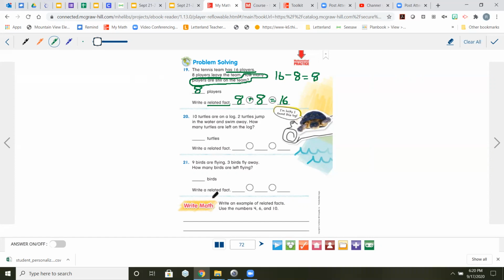Now let's look at write math. Write an example of related facts. Use the numbers 4, 6, and 10. So you're going to be writing like the fact family. Like I would write an addition sentence using those same 3 numbers and a second addition sentence using those same 3 numbers. And it has to make sense. Remember where you put the larger number in the addition sentences. And then over here to this side, I would write a subtraction sentence here and a related subtraction sentence here. And remember again where your bigger number belongs in subtraction sentences and make sure they're different.